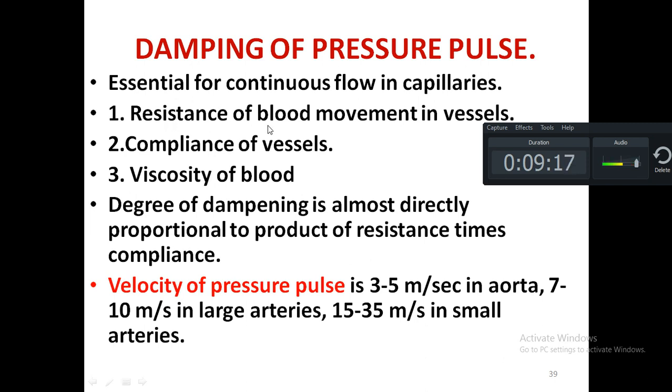One is because of the resistance to blood movement in vessels. We have already seen that the smaller vessels, the arterioles, metarterioles and precapillary sphincters, offer resistance to flow. They actually resist the flow of blood from the arterial side to the capillaries. So this will cause the damping of the pressure pulse.